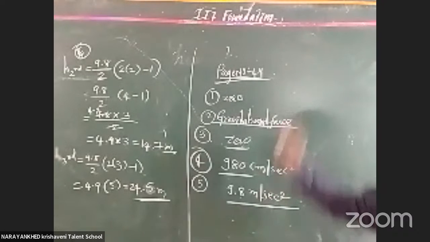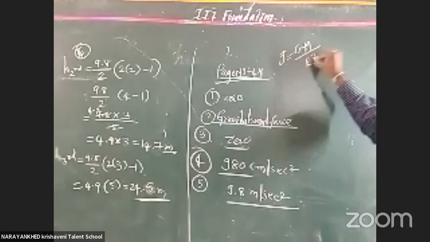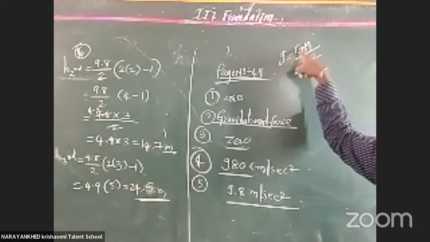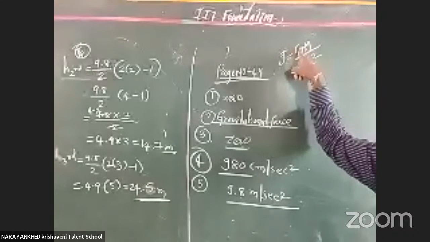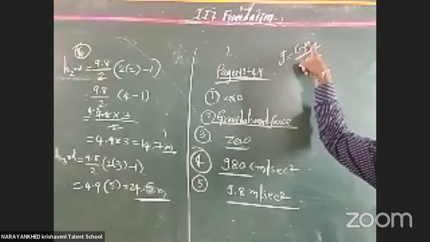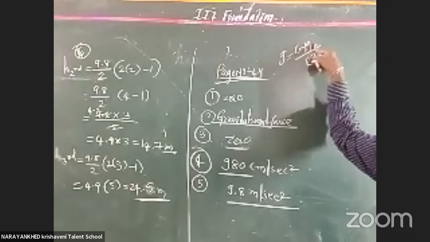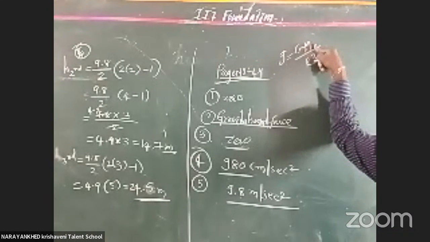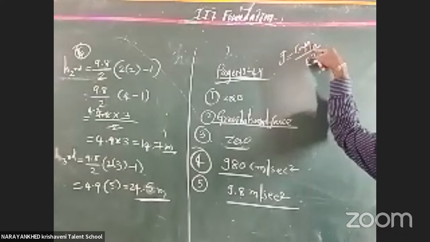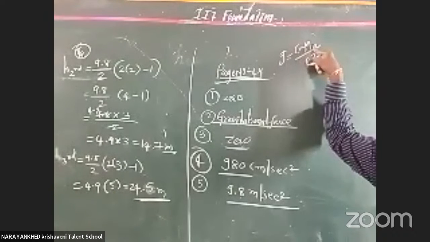Why? Because we have one formula for g. g is equal to Gm by R square. In this, you have to substitute the gravitational constant. That value is 6.6 into 10 to the power of -11, and the mass of Earth is 6 into 10 to the power of 24 kgs. Mass of Earth. And the radius of Earth.